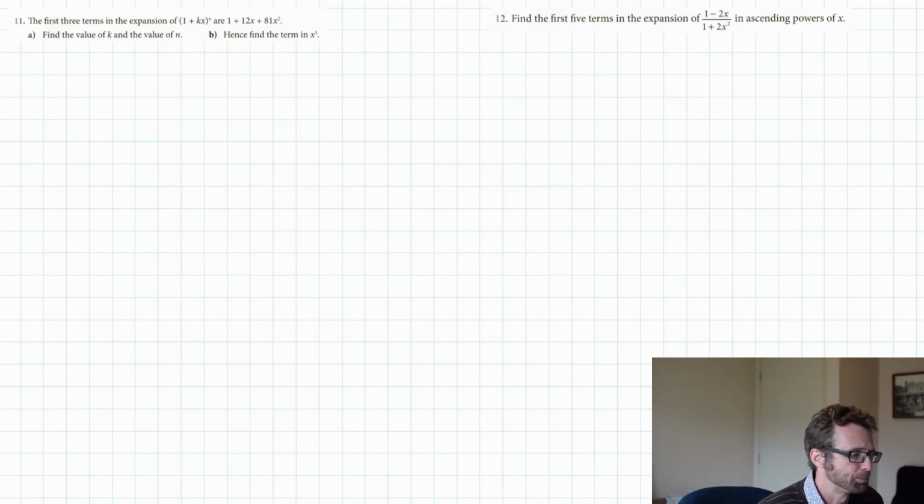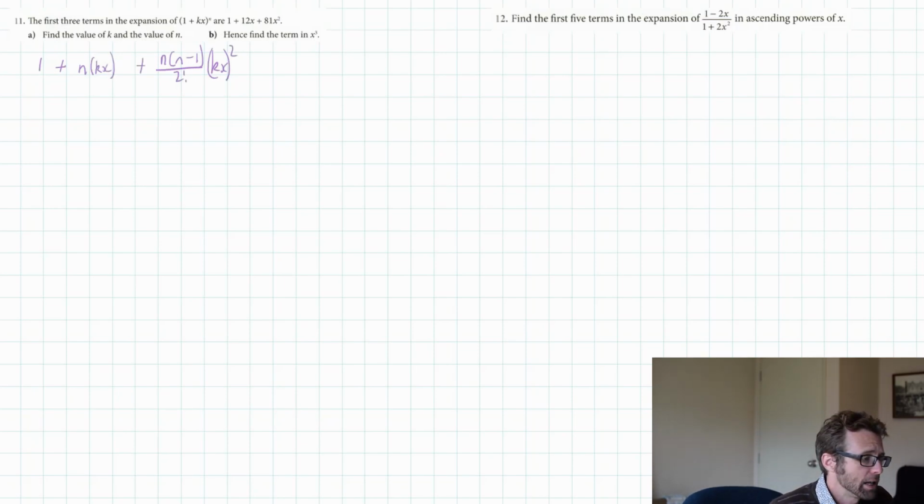Well, how do we do this? We know our first term is going to be 1. Our second term is going to be n times kx. Our next term is going to be n times n minus 1 over 2 factorial times kx all squared. And then we can set up a simultaneous equation.